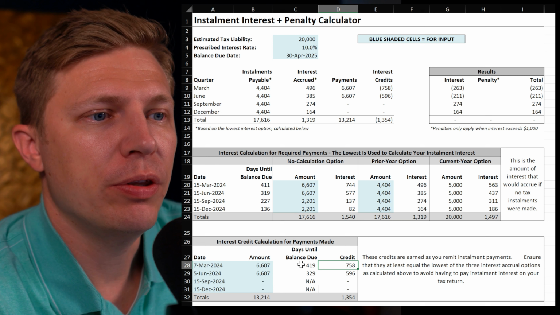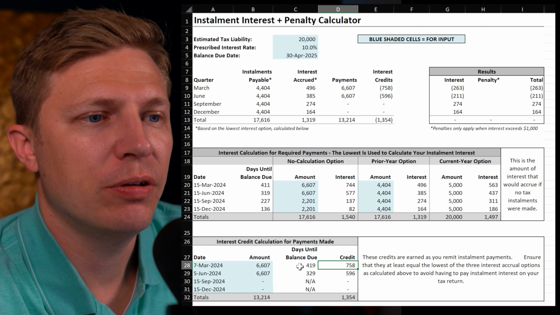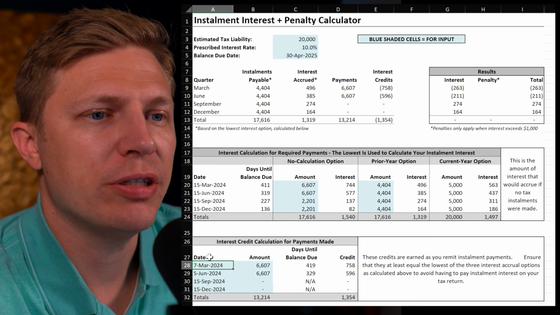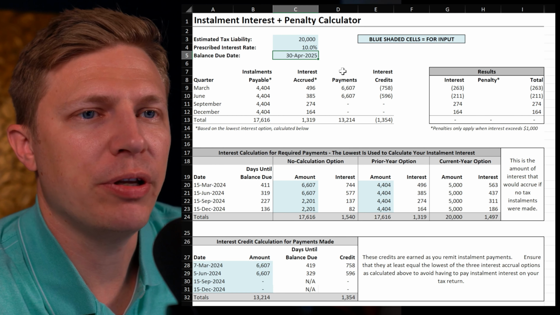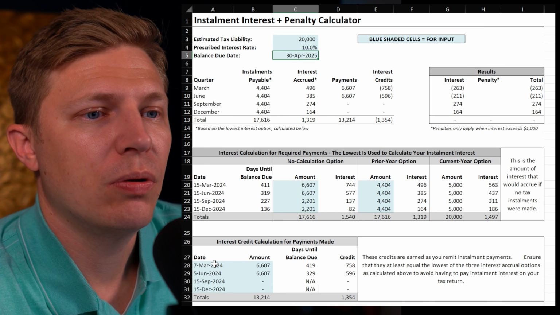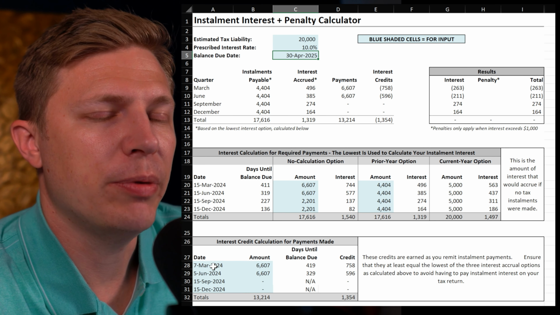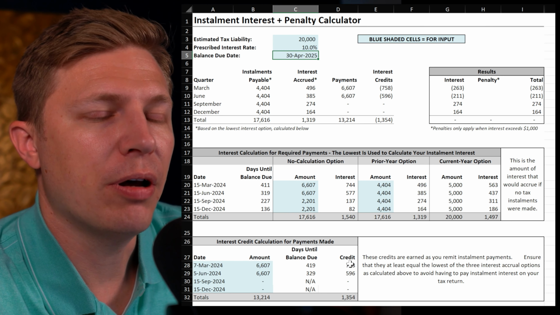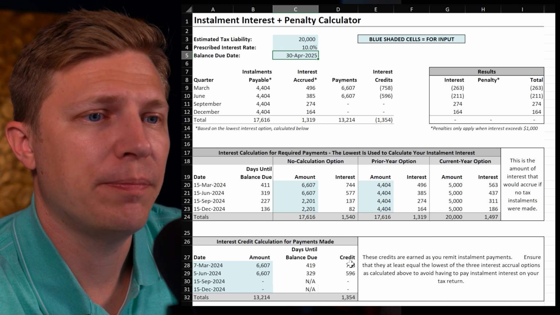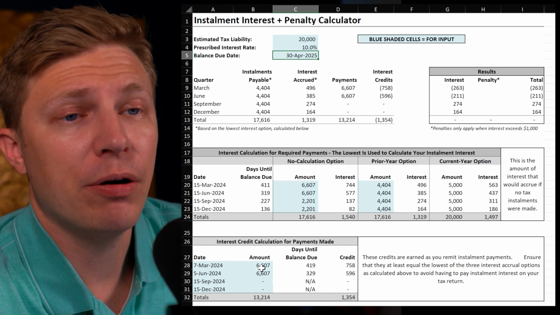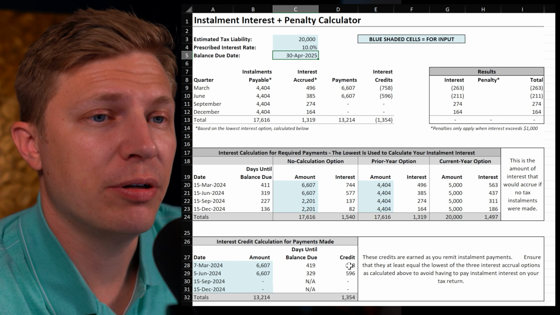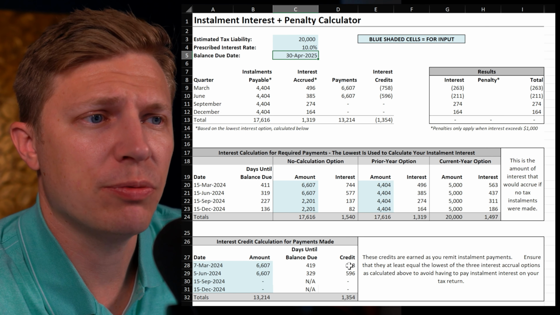So the days until balance due, 419 days, is the number of days between March 7th and April 30th when your tax payments are actually due. The earlier that you remit a payment, the higher the credit is going to be, because there are more days that have elapsed. The higher the amount of the payment, the higher the credit is going to be. These are important principles when we're trying to understand this.